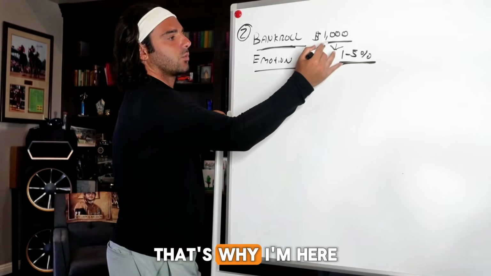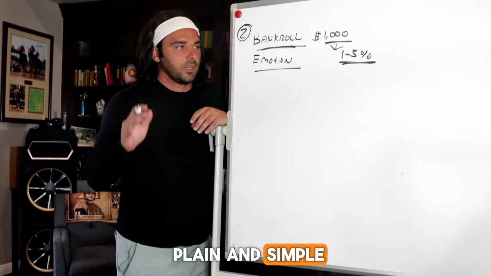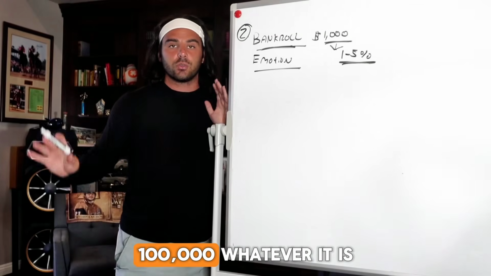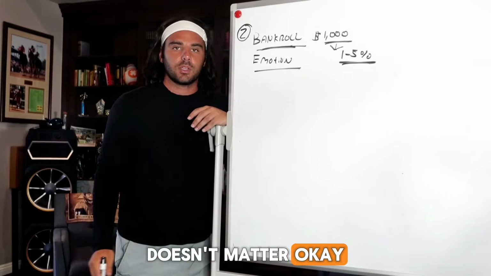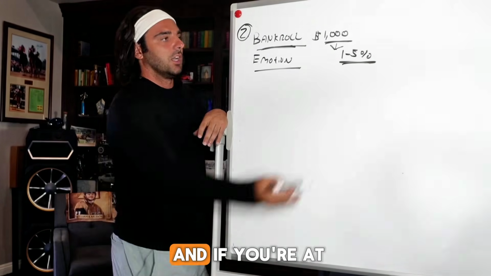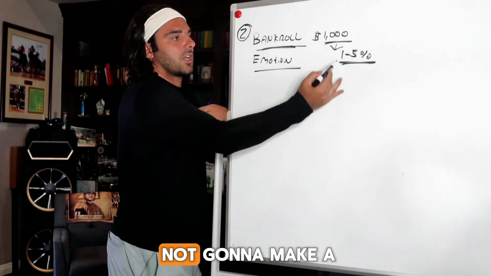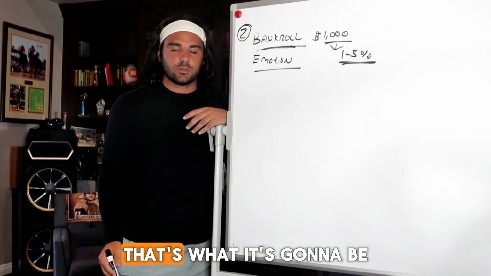All right? That's why I'm here to tell you the truth, and just to spit it to you, plain and simple. If you have $1,000, $5,000, $10,000, $100,000, whatever it is, you stick to the same rule. Doesn't matter. Okay? There's levels to this. And if you're at this level, that's fine. But deal with it and understand that you're not going to make a crazy amount of money. Okay? Your unit size is going to be 10 to 50 bucks. That's what it's going to be.